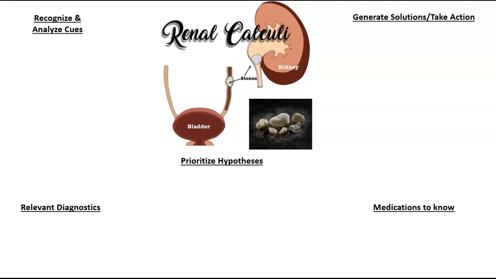So what are our priority hypotheses for something like the renal calculi? What can you think of? Hopefully you're thinking that we're concerned about urinary stasis and the risk of sepsis. We're absolutely concerned with pain control. And our goals for our patient with renal calculi are to protect the kidneys, maintain urine flow, prevent urinary stasis, and promote expulsion of the stone.